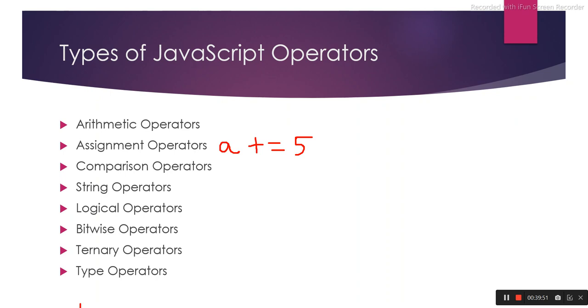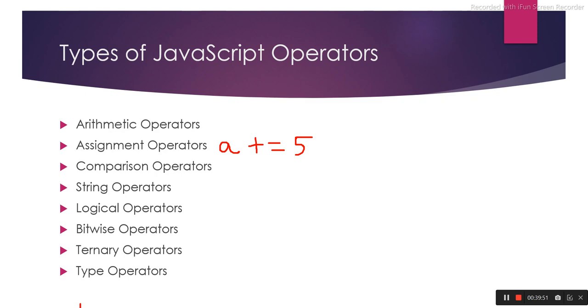Then comparison operators: less than, greater than or equal to, less than or equal to, not equal to. Then string operators, where you have the concatenation operator. Then logical operators: and, or, not. Bitwise operators: left shift, right shift, and bitwise and, or, not. Then the ternary operator, which is especially a conditional operator.